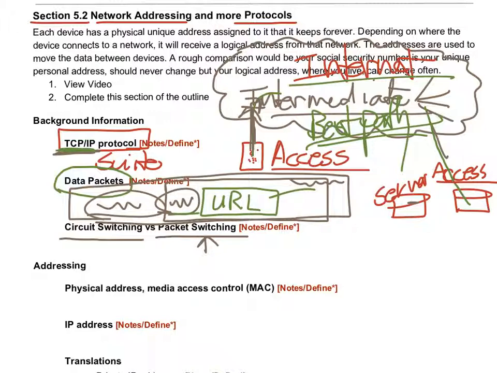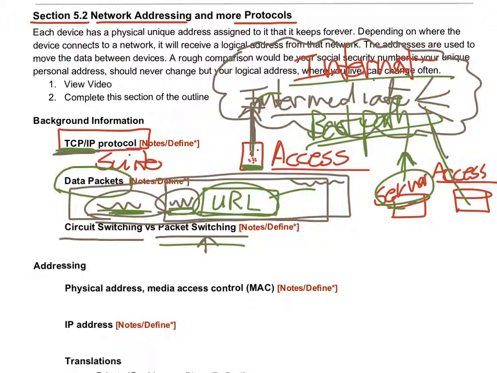So based on the addressing, it pushes the information through. This URL hits a server somewhere, and that server then sends back the web page information. It comes all the way back to your device, again finding the best path through. It uses the addressing to get it back to your device. That whole thing is known as packet switching.